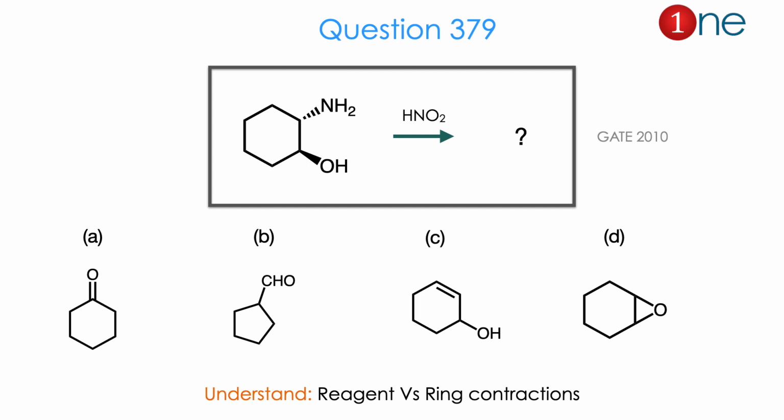So you have to find how the starting material and reagents react. So you have to find the influence of reagent and the reactant. So from the question of different starting material and stereochemistry and 4 different possibilities, you might realize the question is really about reagent versus ring contractions. The answer is B. Let us see how.